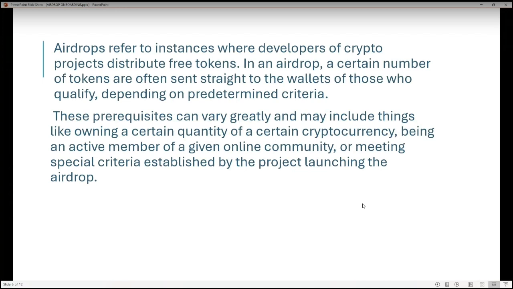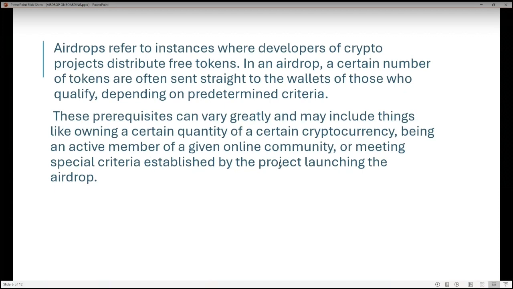Now, remember, a few months ago, Sue gave out access to some persons because they belong to their community, to buy their token at a lower rate. This is the benefit of belonging to a particular community, because that was the criteria Sue decided to use. That is what I stated here: belonging to a given online community or meeting special criteria established by the project launching the airdrop.